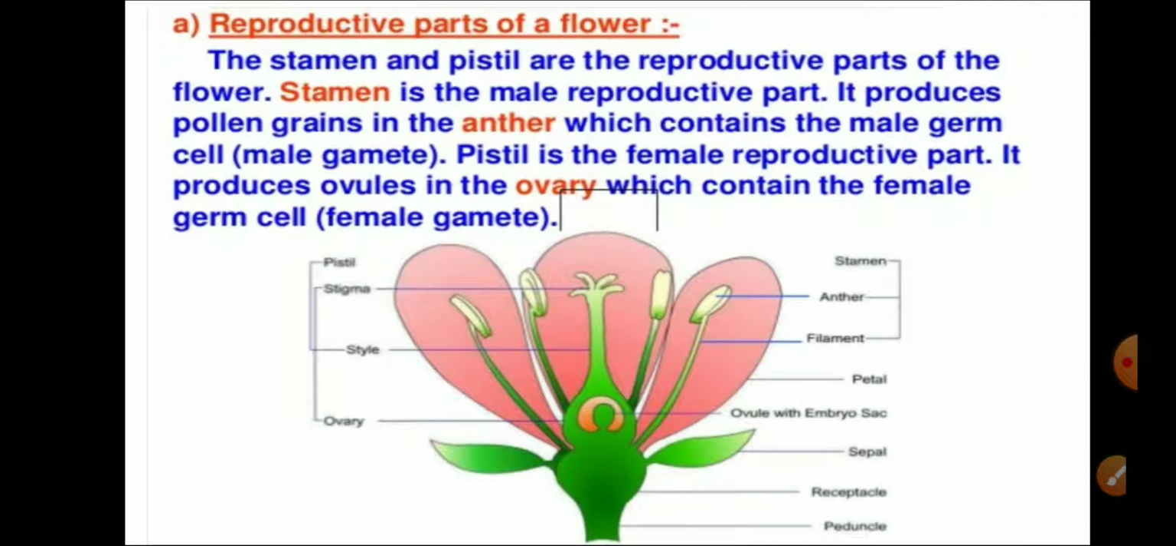Hello students, today we will study sexual reproduction in plants and human beings. So let us start with reproduction in the case of a plant. Talking about the reproductive parts of a flower, the stamen is the male reproductive part of a flower and the pistil is the female reproductive part of the flower.